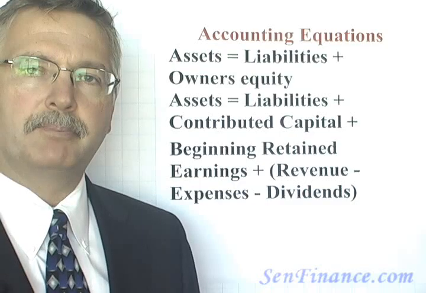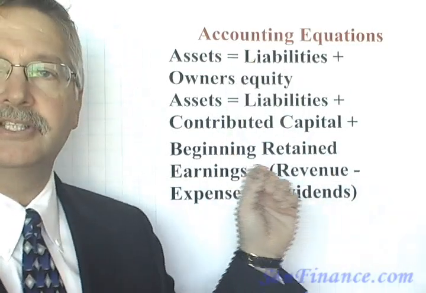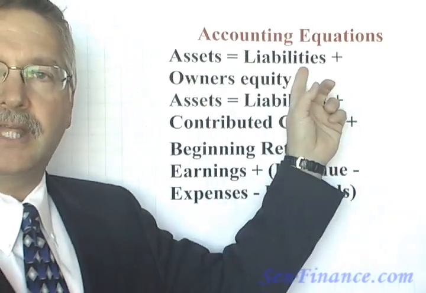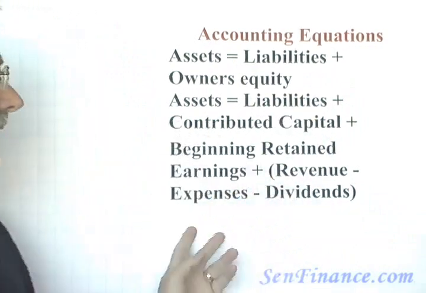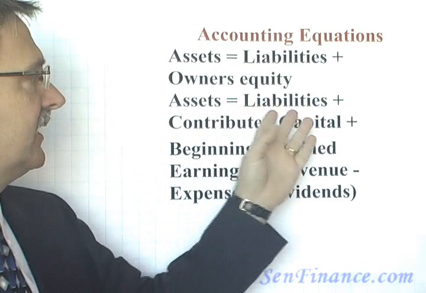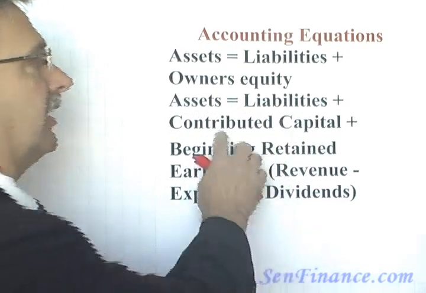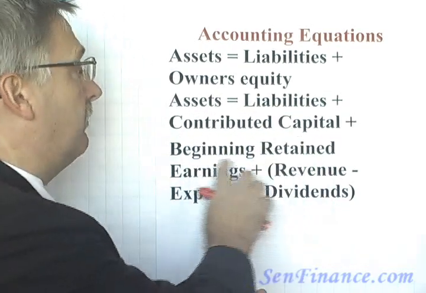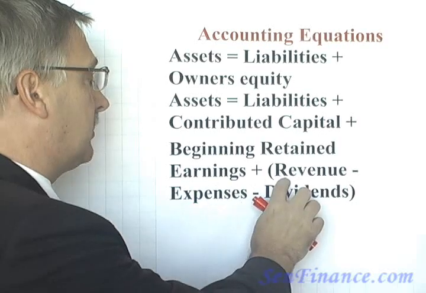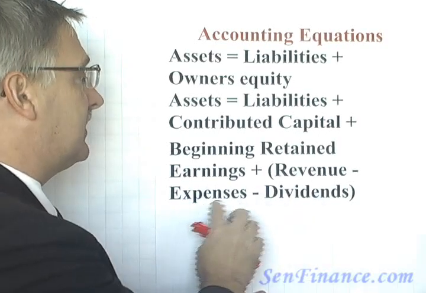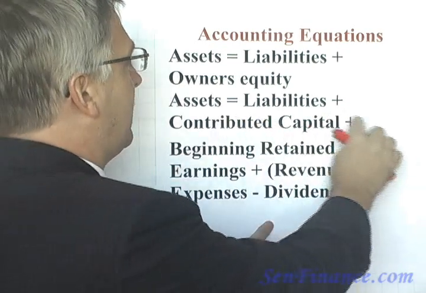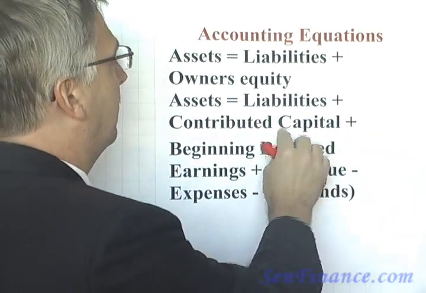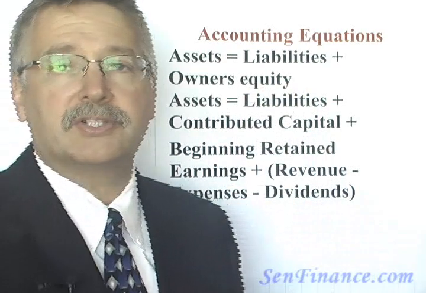Let's discuss a little bit the basic accounting equations. Assets equals liabilities plus owner's equity. And if we expand this a bit, we can say assets equals liabilities plus contributed capital, beginning retained earnings, plus revenues minus expenses minus dividends. And so you can essentially see this group right here is actually equal to owner's equity.